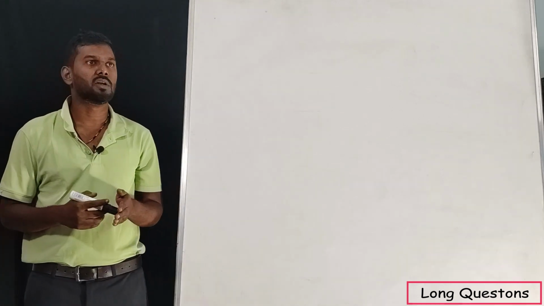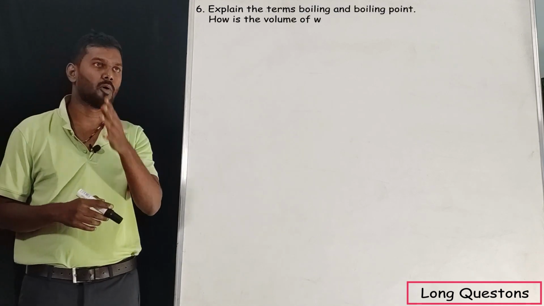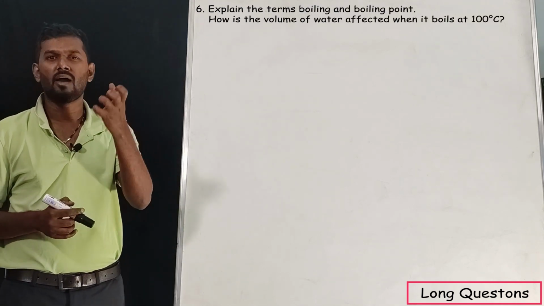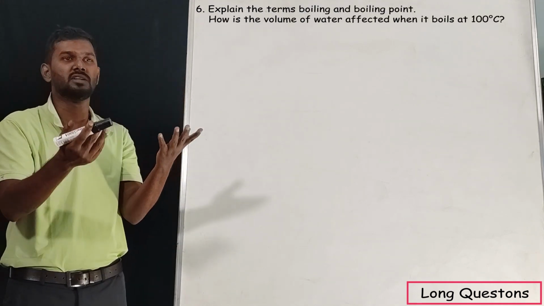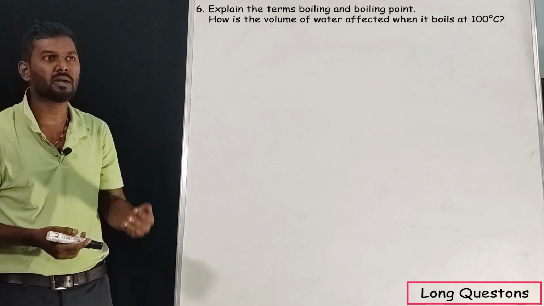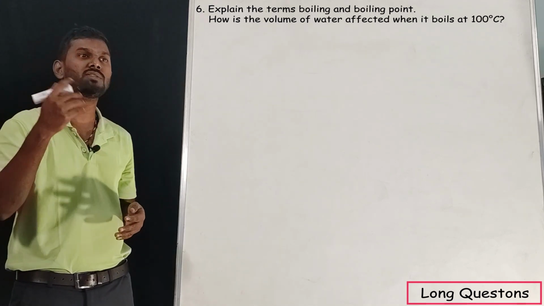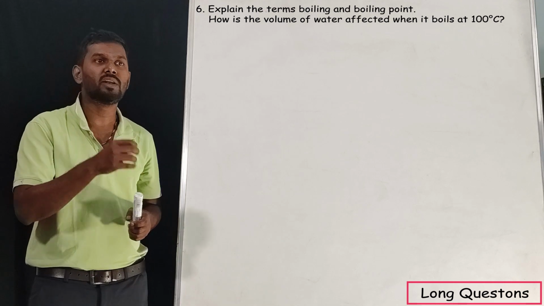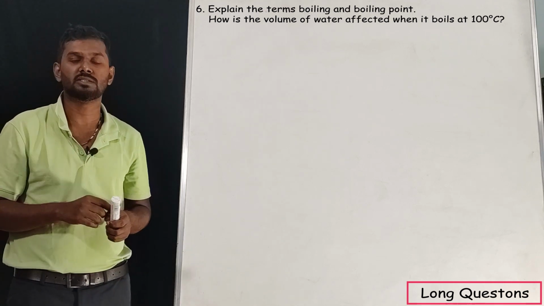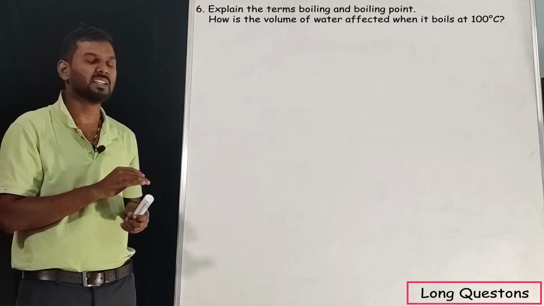That's it. Our next question, explain the terms boiling and boiling point. This we have learnt in the concept video, the definition, correct? That is what we are going to skip. And we have one more sub question, how is the volume of water affected when it boils at 100 degrees Celsius?